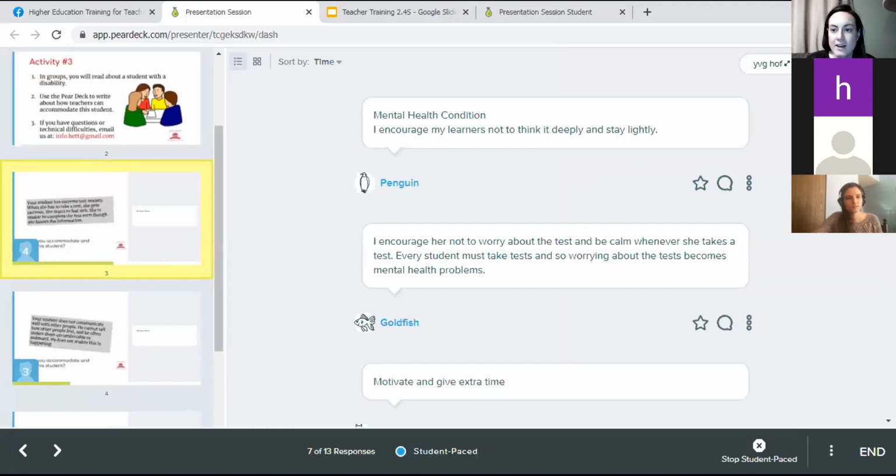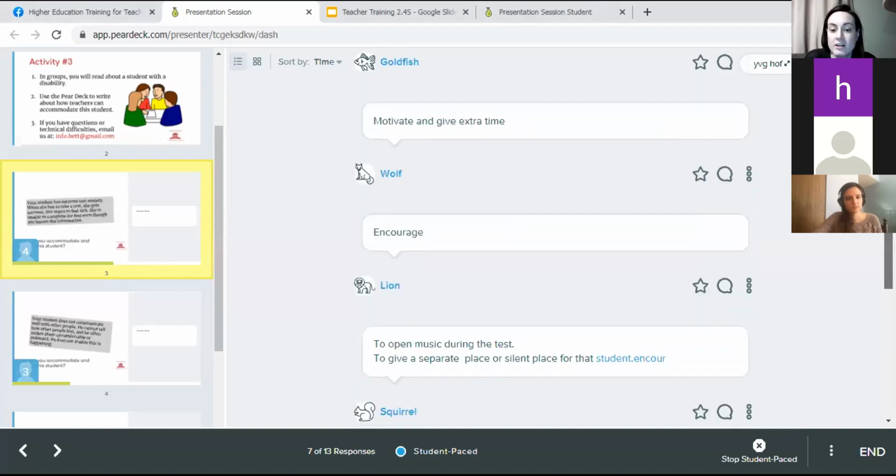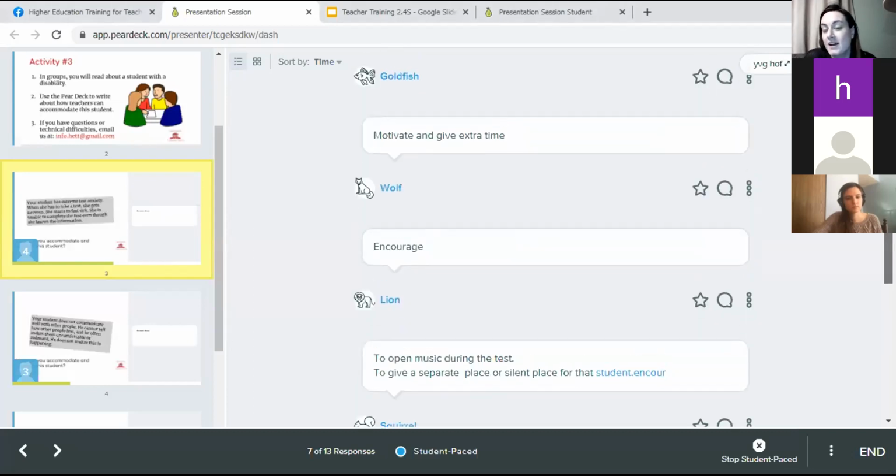I have a mental health condition. I encourage my learners not to think too deeply and to stay lightly. I encourage her not to worry about the test and be calm whenever she takes a test. Every student must take tests, and so worrying about the test becomes a mental health problem. Good. Motivate and give extra time. Yeah, so if you can, maybe give her extra time. Encourage her to play music during the test. Yeah, maybe it helps her relax.